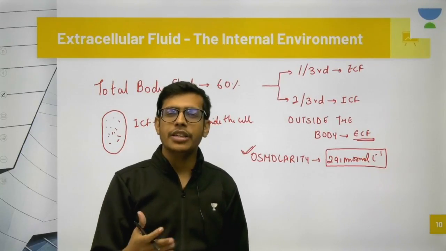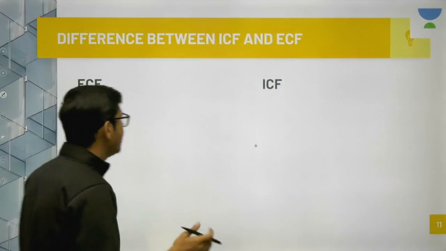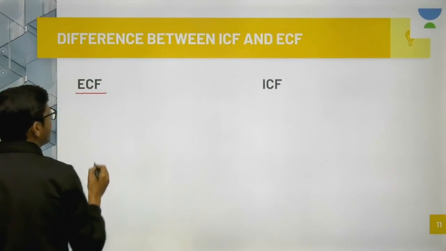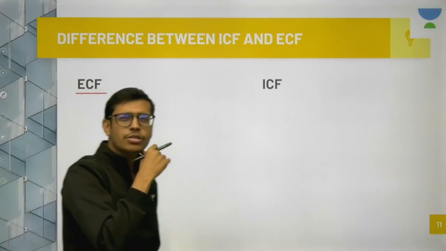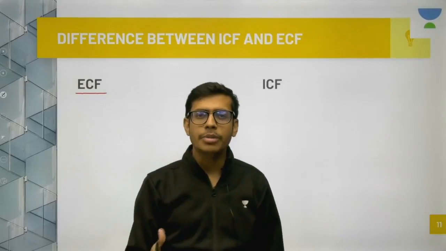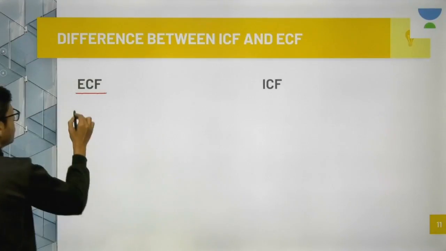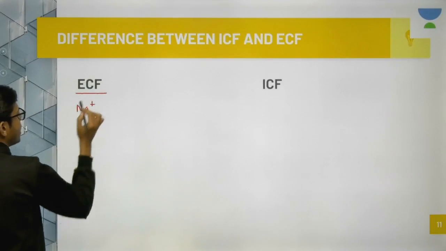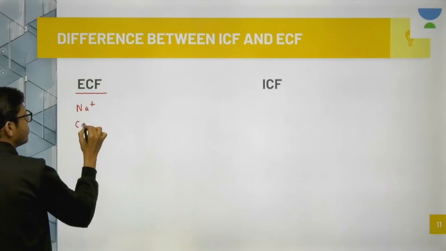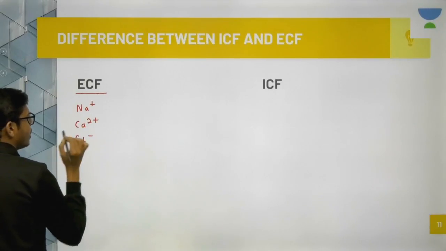Now we can see the basic differences between ICF and ECF. So what would they be? We have read in lower classes also that the most abundant intracellular cation is potassium and the most abundant extracellular cation is sodium. So ECF would be rich in sodium, ECF would be rich in calcium, and ECF would be rich in chloride ion.